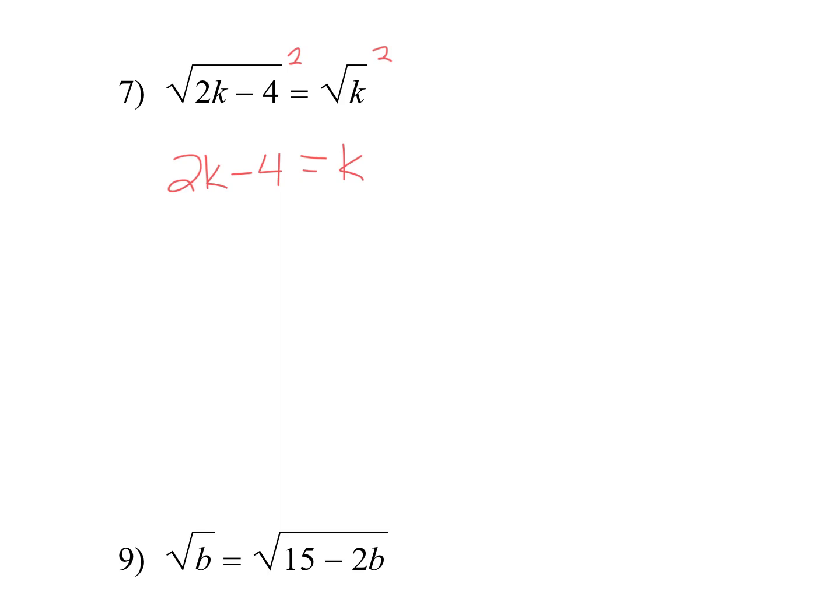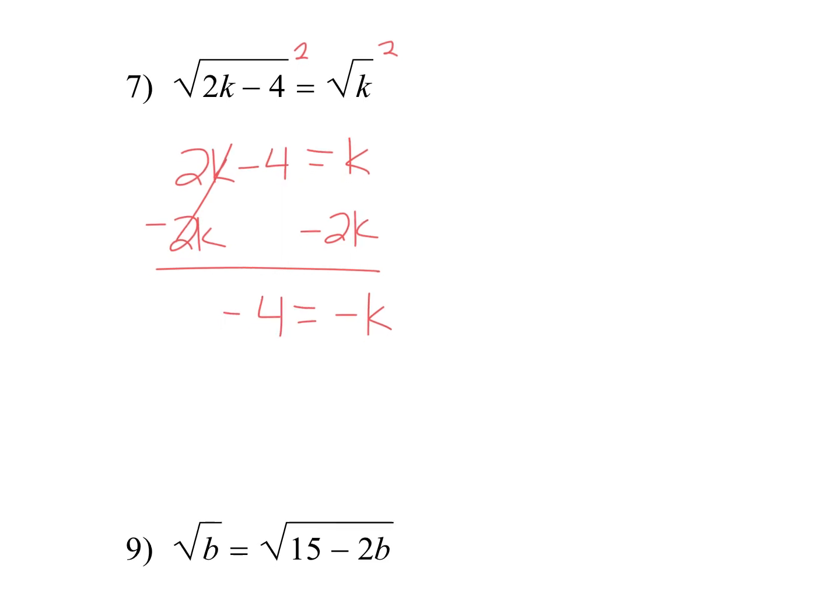What's my next step? Subtract 2k. So we have negative 4 equals negative k. Can be tricky. Is k by itself yet? No. What's the last step? Yep, divide by a negative 1, so we get k equals 4. Yep. Good.